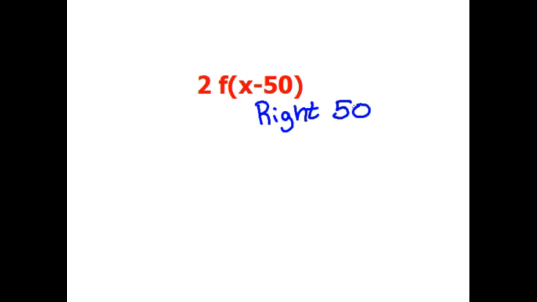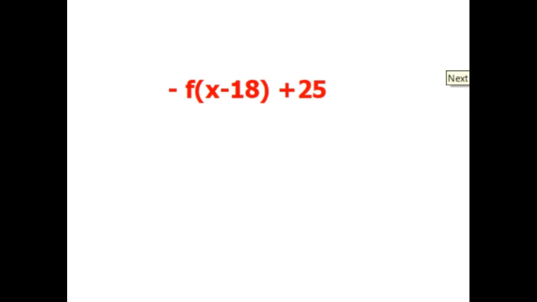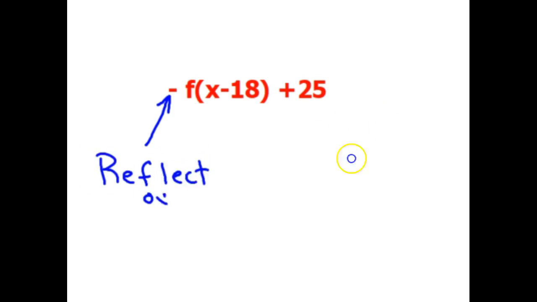X is still a liar. What does the 2 out in front do? That's trickier. Do you remember that? Do you remember what a negative sign out in front does? Another word for flip is reflect. It'll turn it upside down.